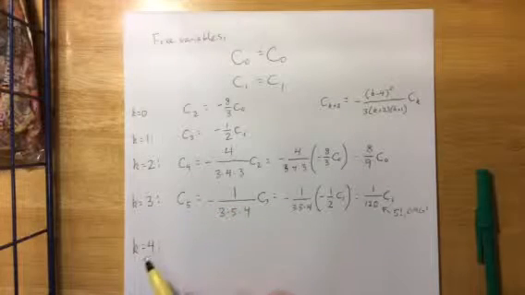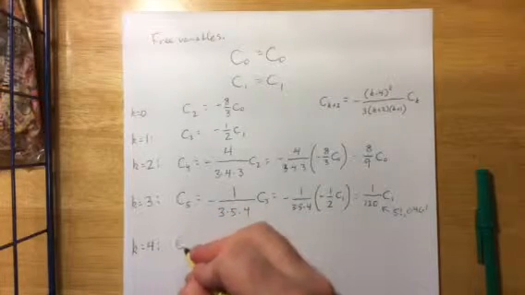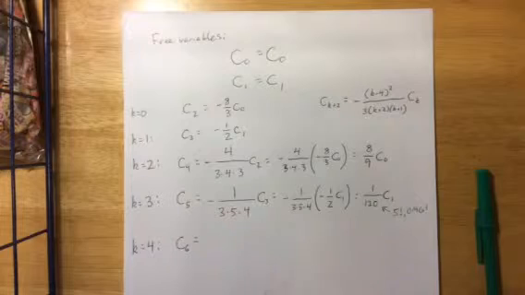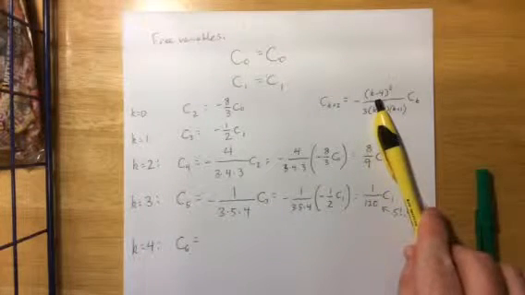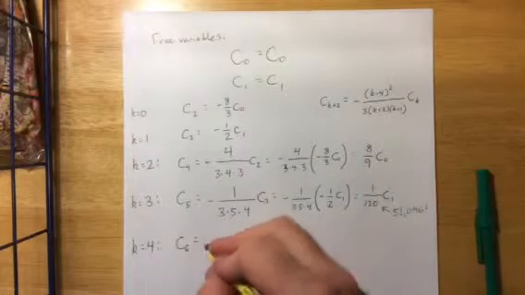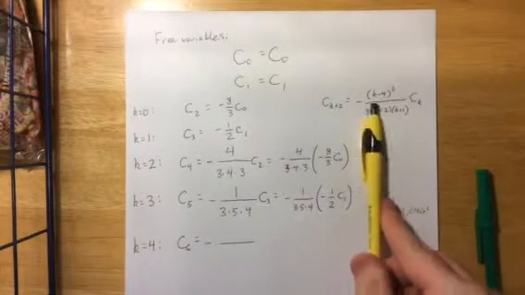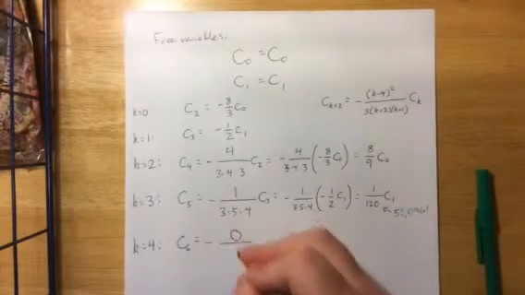Now, let's keep going. For k equals 4, this will be c sub 6 is equal to, alright, let's, oh my gosh. Oh my gosh, that's awesome. Why is that awesome? Because that gives me a 0 up top.